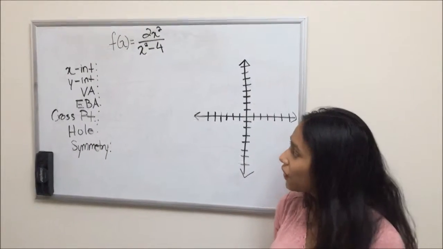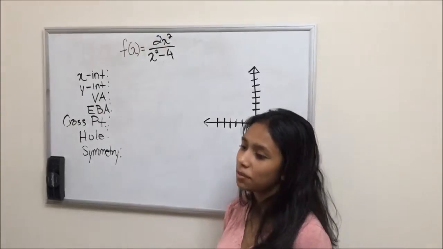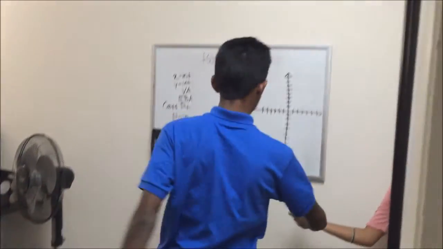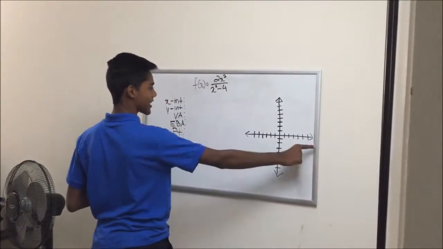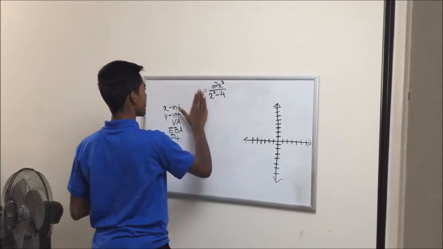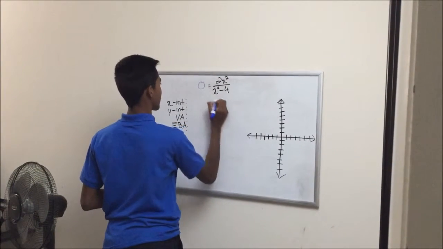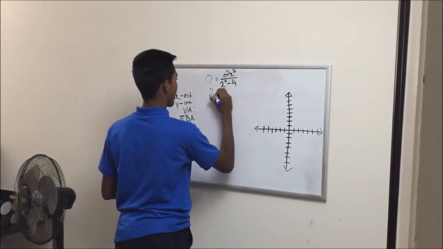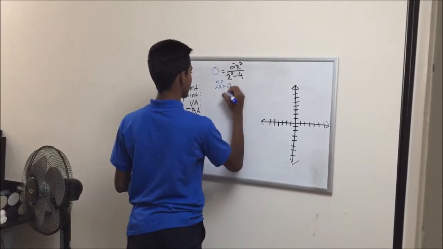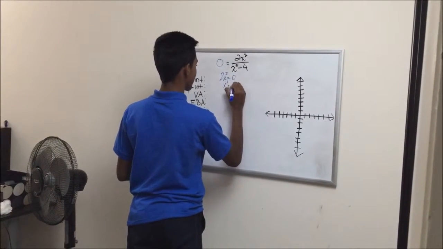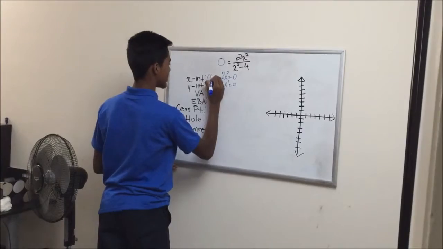Well, student A, first you have to find the x and y intercepts. Wait, I know what an x-intercept is. It's where the graph intersects the x-axis at 0. I can find this by setting the function equal to 0. And after doing my work, I basically get the numerator equal to 0. And this equals 0, which means the x-intercept is at 0, 0.